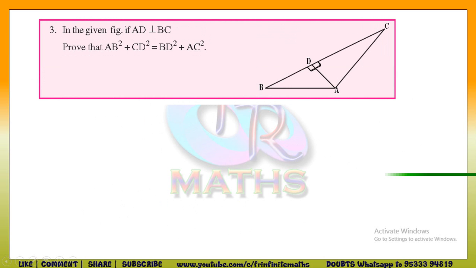Now if you observe the figure, how many right angle triangles we have? We have two right angle triangles. One is ADB, other one is ADC. Since we have two right angle triangles, we can apply Pythagoras theorem twice. So first considering triangle ADB.